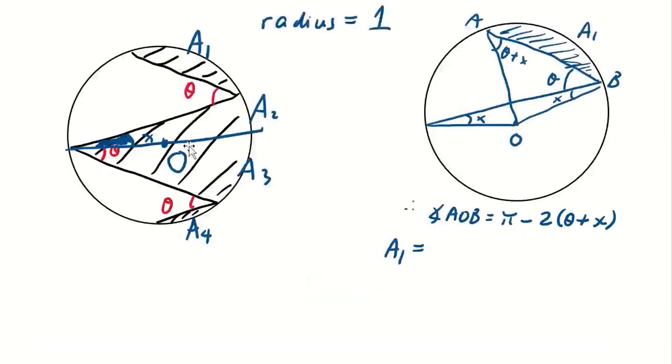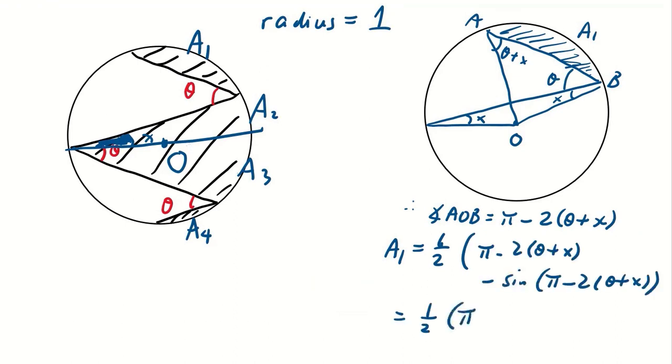Now we go back to this. It will equal half theta minus sine of theta. This is half of pi minus 2 theta plus x, minus sine of 2 theta plus 2x.